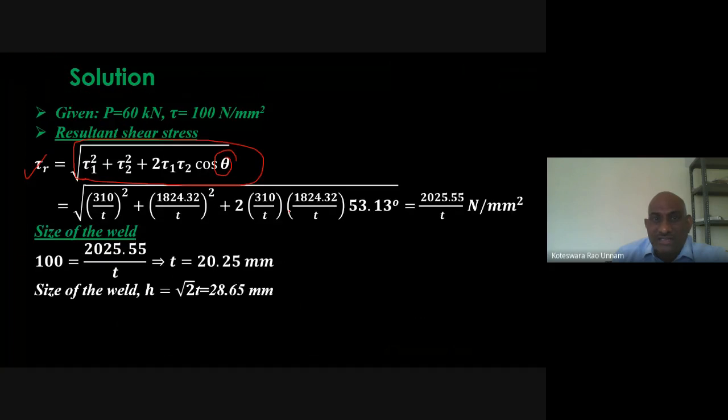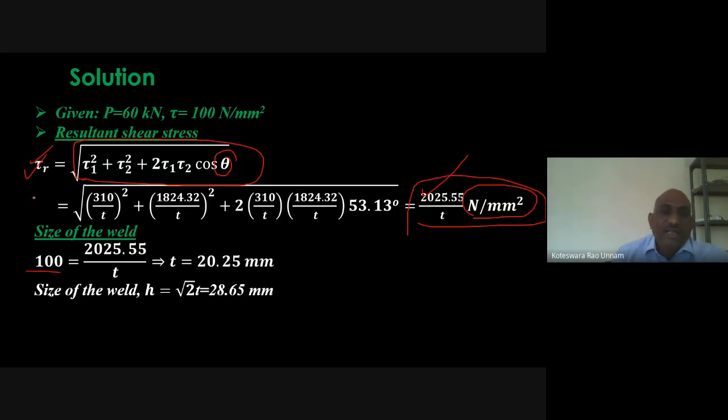Once I have all these things, I take those data and substitute into the expression for tau R and simplify. If I substitute tau 1, tau 2 and the theta value and simplify, I get tau R as 20.2555 divided by T Newton per mm square. Now this resultant shear stress should be equated to the allowable shear stress, which is given as 100. So you get the thickness of the weld, T equal to 20.25 mm.